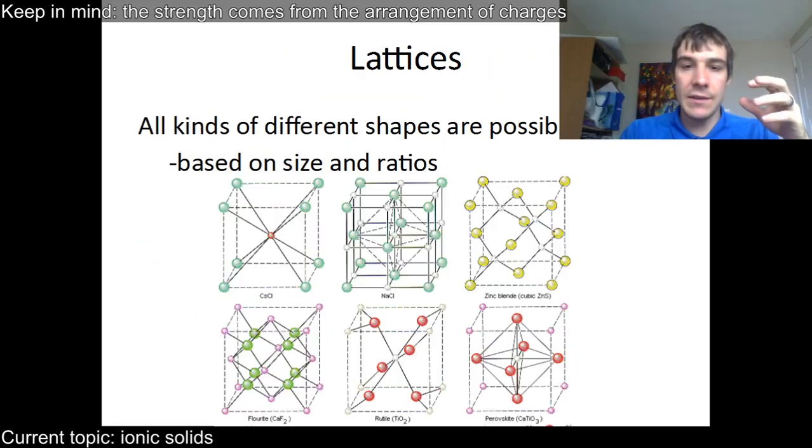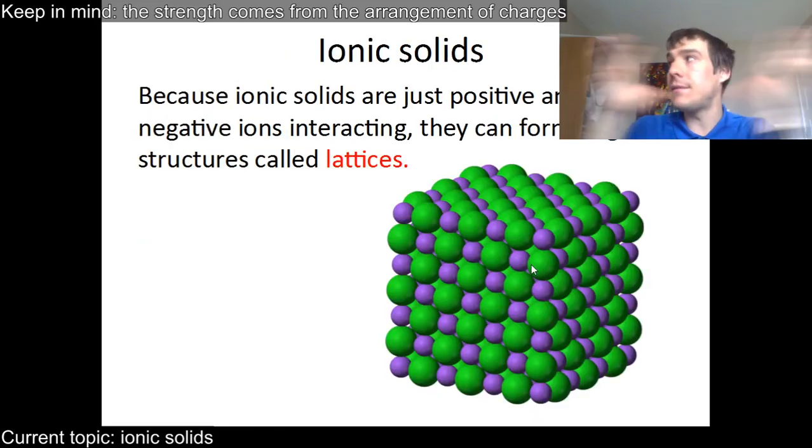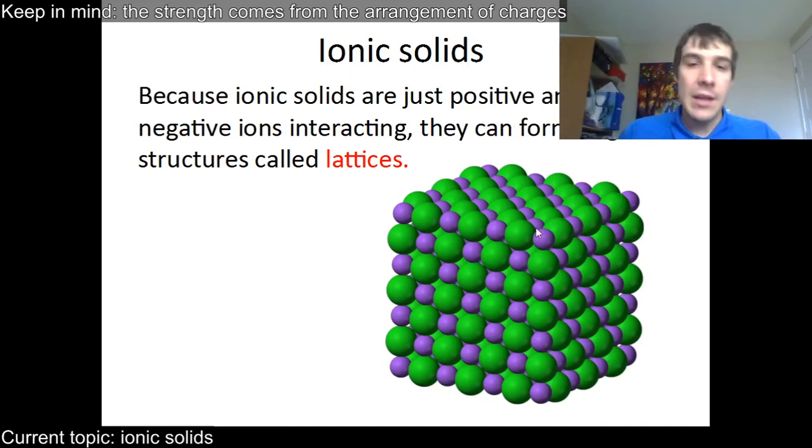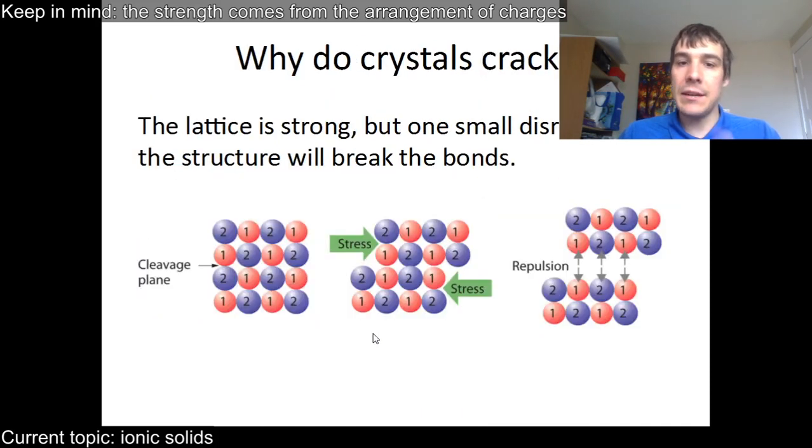So when the positives and negatives are all lined up nicely like this, it's a very strong, held together object. But if you push it even a tiny bit out of alignment, it's very difficult to push it out of alignment because of the strength of the force. But once you do, then instead of positives and negatives attracting each other, you suddenly get positive, positive, negative, negative, positive, positive, negative, negative, and that's suddenly a repulsion, and the crystal will break. And we call this cleavage planes because it comes through as a perfectly linear crack through the crystal.